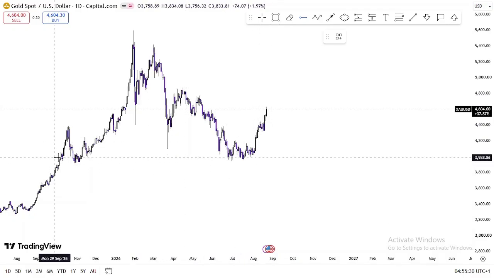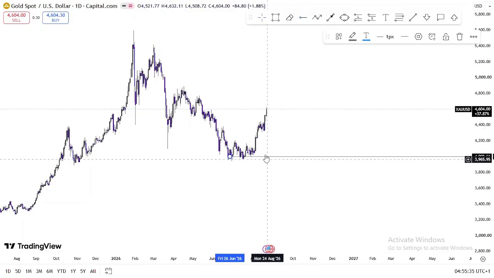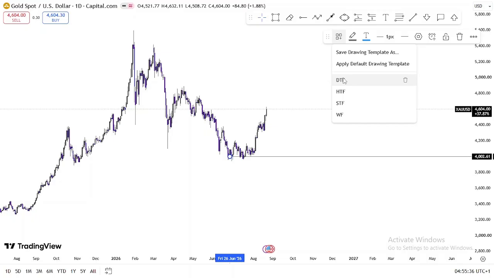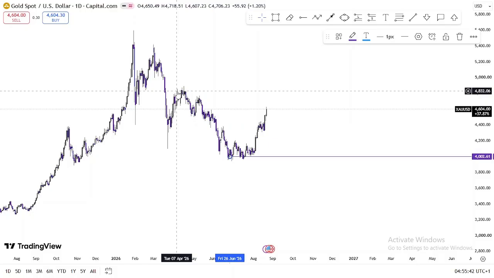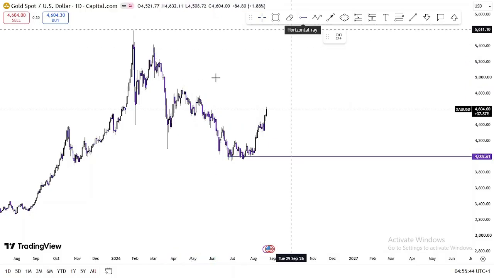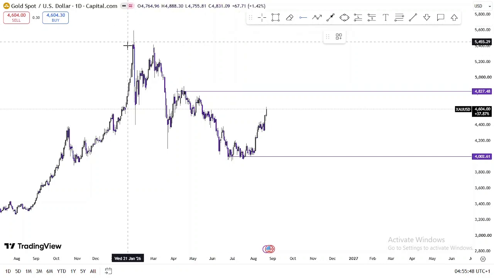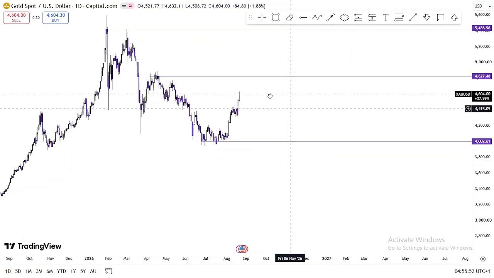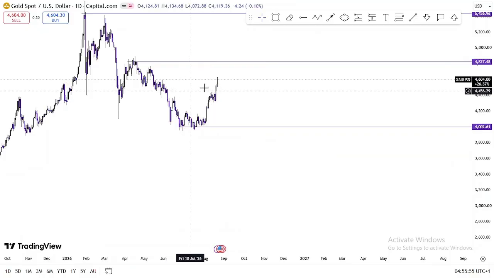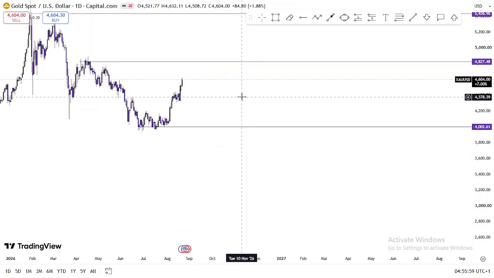So on the daily, let's mark out these areas here. This low here, DTF, daily time frame, and then this not so relevant. I would mark out this instead. I'll mark out this, and then this high here. So this area here, and these are my areas of interest on the daily.